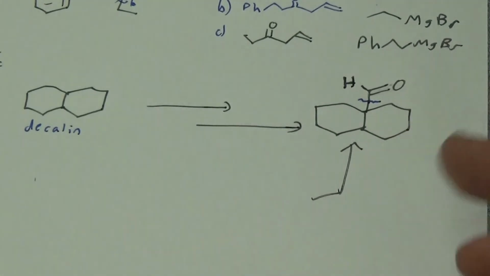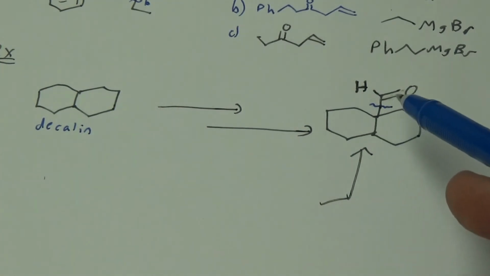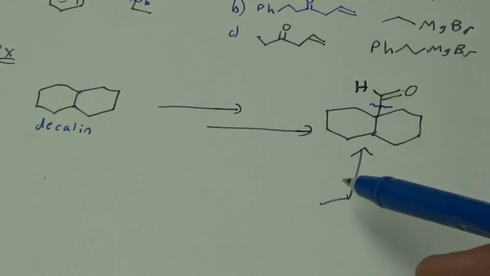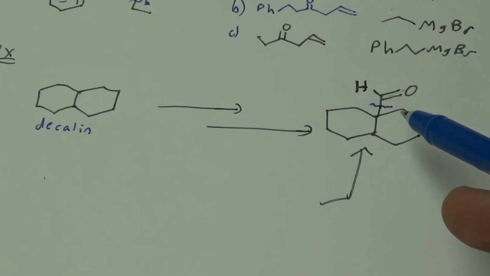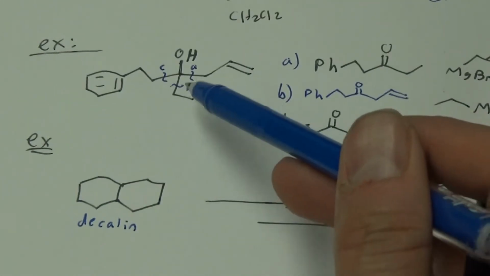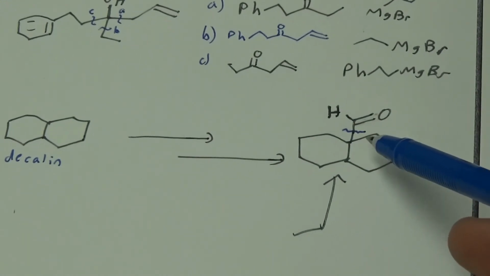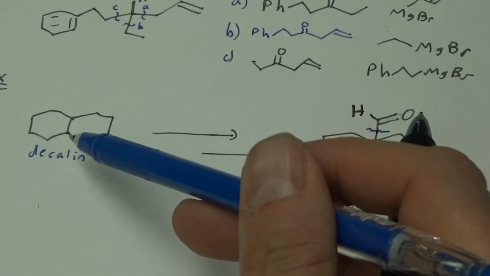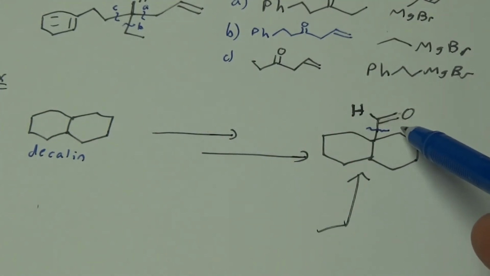But is there any way to make an aldehyde like this, even if we add a Grignard? Do we know a way that makes aldehydes through C-C bond formation? We know a way to make alcohols through C-C bond formation, but we don't know a way to make aldehydes. So that's trouble. How are we going to get from this and attach something with a C-C bond and have an aldehyde? Well, the answer is we don't make the aldehyde through the C-C bond formation.